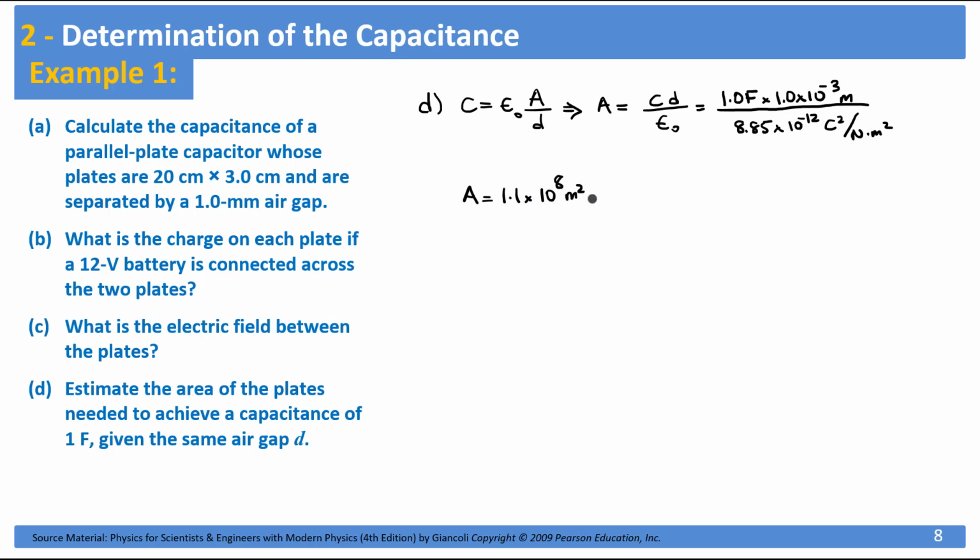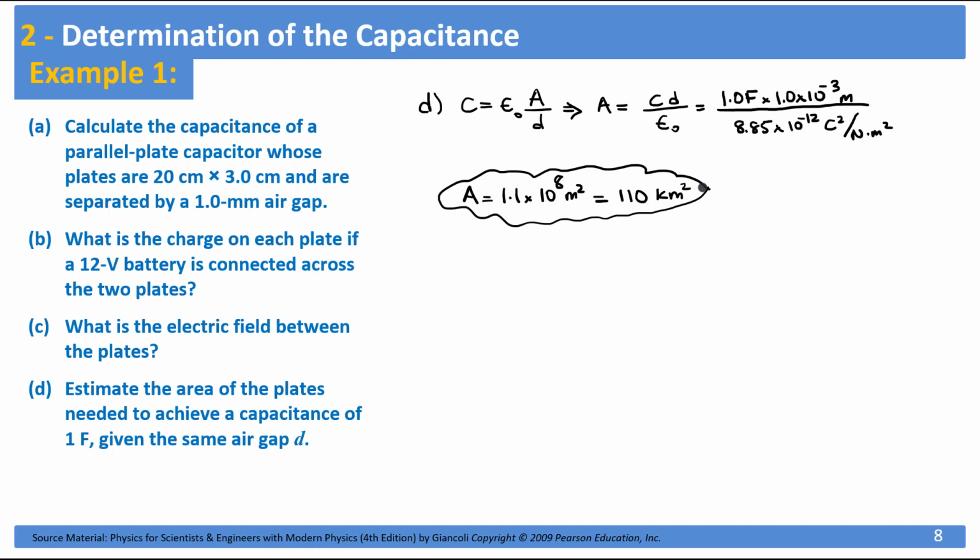So this is a huge area, and to appreciate how big that is, let's convert that to kilometers squared, which is going to be, by the way, 110 kilometers squared. As you can see, this is going to be a very large area to fit on a tiny circuit board. So with this, we conclude this video.